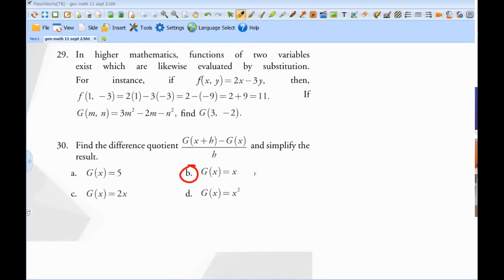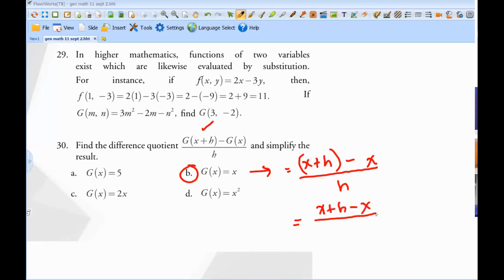So how do you do that? We have this rule, right? So since it is x, g of x is equal to x. So whatever is inside, that x becomes x plus h. So x plus h minus g of x, which is x, all over h. So then you have x plus h minus x over h. So cancel the x, cancel the h, so the value is 1.